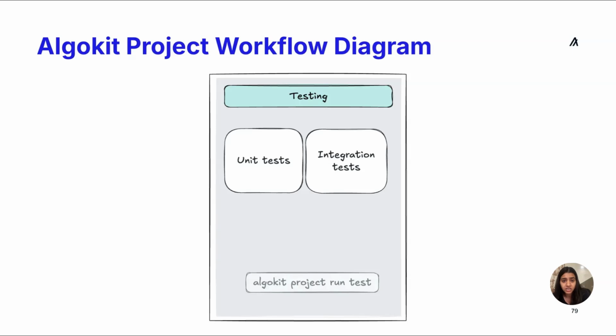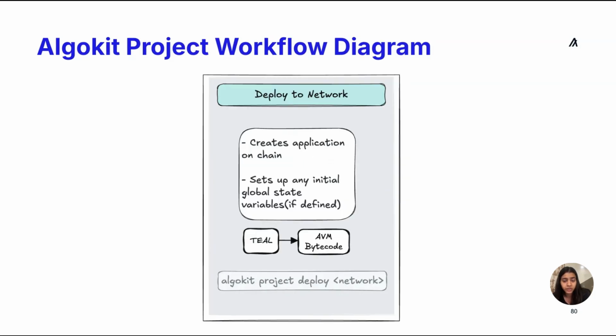Now, this testing phase often reveals edge cases you haven't thought through or helps you optimize the code for better performance. Once your contract is tested and ready, it's time to deploy it to a network. This is where your code actually becomes a living, breathing smart contract that anyone can interact with. You might deploy it to localnet first, then move to testnet, and then to mainnet.